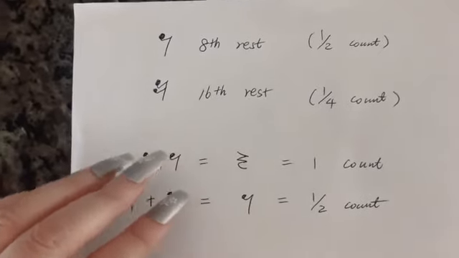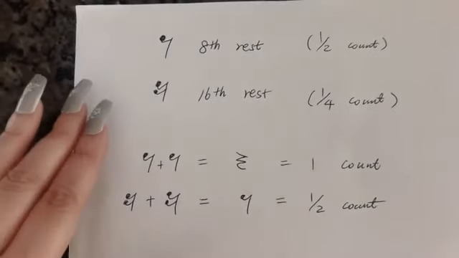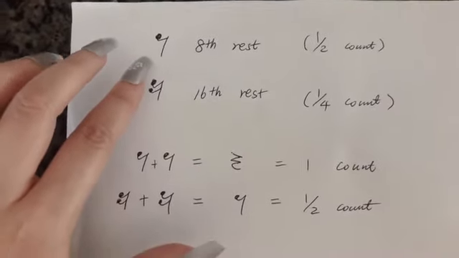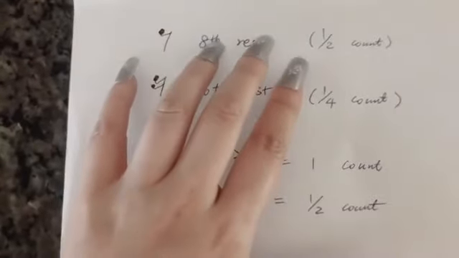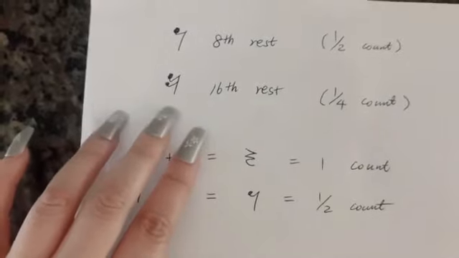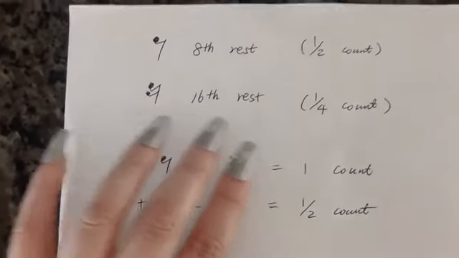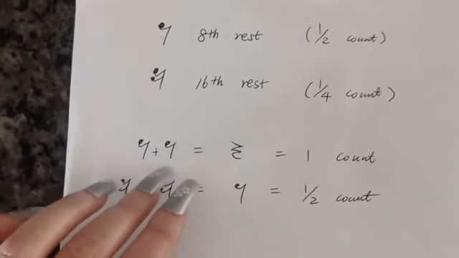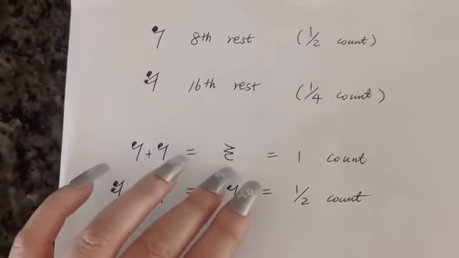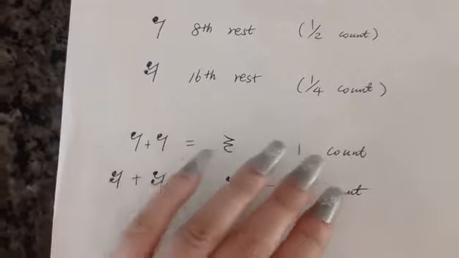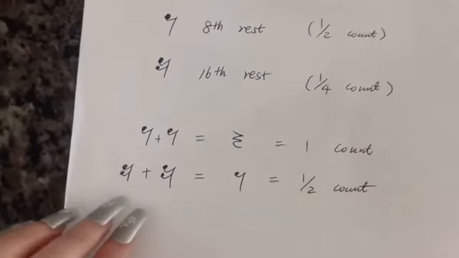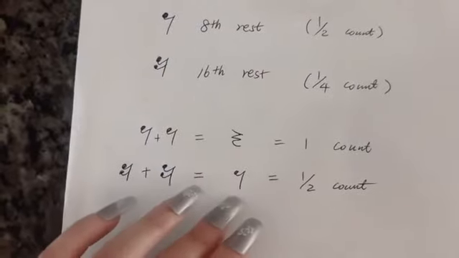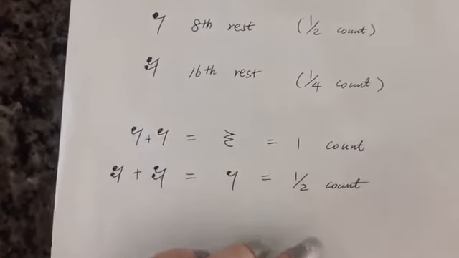39th class, 8th rest and 16th rest. So the 8th rest will look like this, which will have half count, and the 16th rest will look like this, which will have quarter count, which means two 8th rests will equal a quarter rest, which will be 1 count, and two 16th rests will equal an 8th rest, which will be half count.